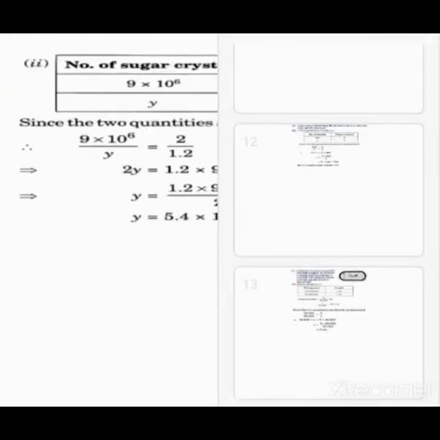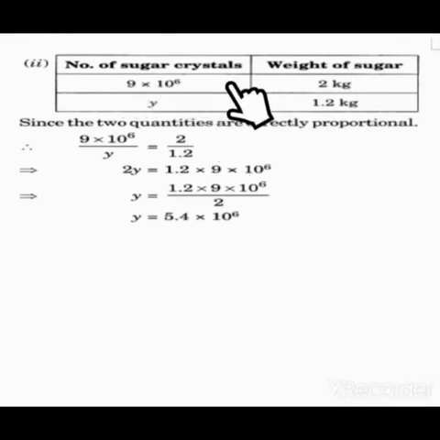Second one, number of sugar crystals and weight of sugar. So 9 multiply 10 raised to 6 crystals for 2 kg sugar. So how many sugar crystals in 1.2 kg? Same formula, y equal to 5.4 multiply 10 raised to 6.